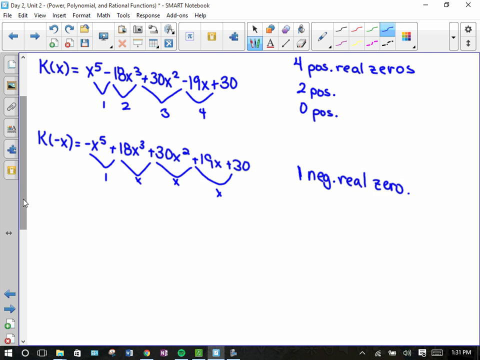So I've figured that out. And then we need to make this table real quick: plus, minus, imaginary. So we can have 4, 2, 0 positive. Definitely 1 negative. And the imaginary would be 0, 2, 4.